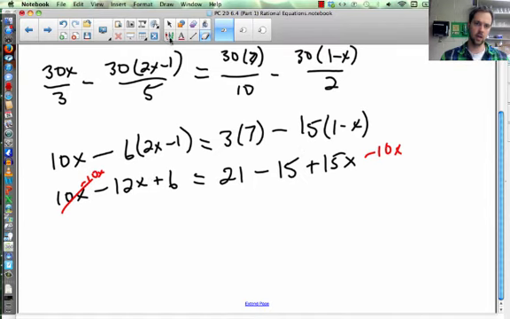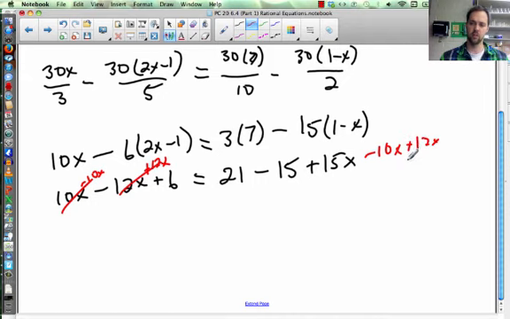And then let's add 12x and add 12x. So the difference here is 2. 15 plus 2 is 17x. Let's add 15. Gone. Subtract 21.